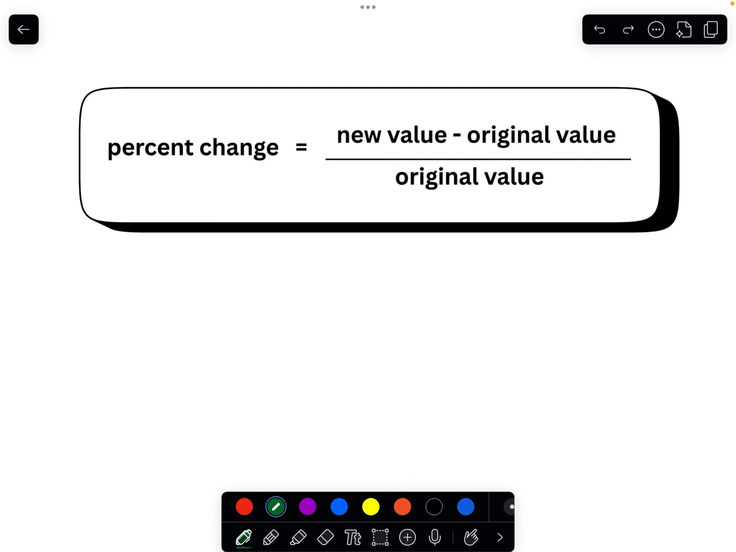We'll have a new value, and from that new value we subtract the original value, and then we do all of this first, and then we divide it by the original value. That will give us a number, and that number is often a decimal number. Let's say it's 0.264 is our answer. I'm just making that up. From there, we need to convert the decimal to a percent.